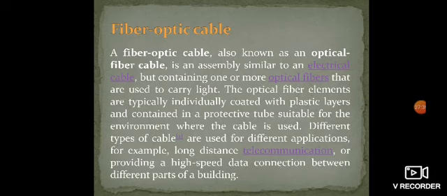The optical fiber elements are typically individually coated with plastic materials that we call plastic layers, and contained in a protective tube suitable for the environment where the cable is going to be used. That means it will not be affected by our environment. We have different types of cables for different applications, and it is mainly used for long distance telecommunication, providing high speed data connection between different parts of a building.